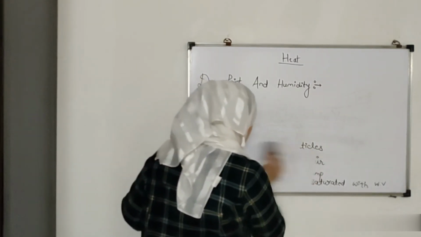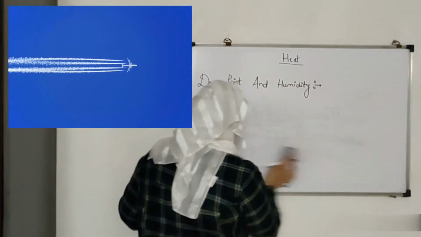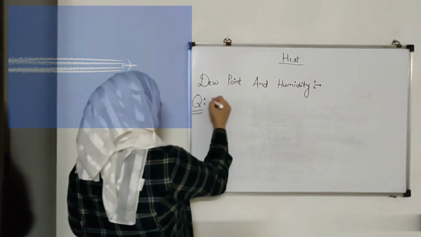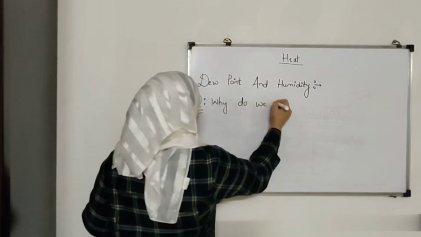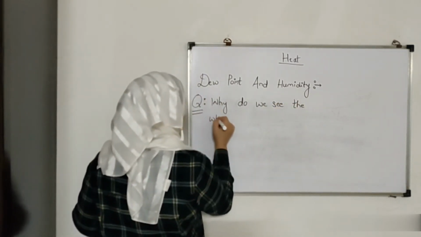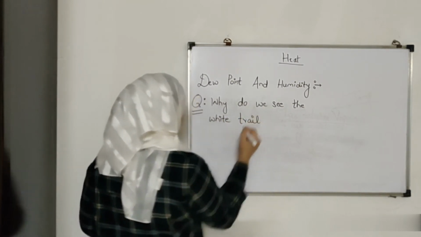So what's the reason why we see a white trail at the back of the aeroplane? So our question is, why do we see the white trail at the back of the aeroplane in winters?